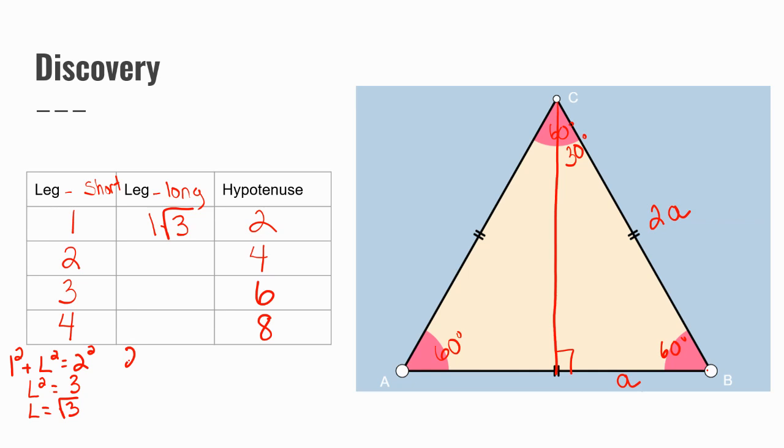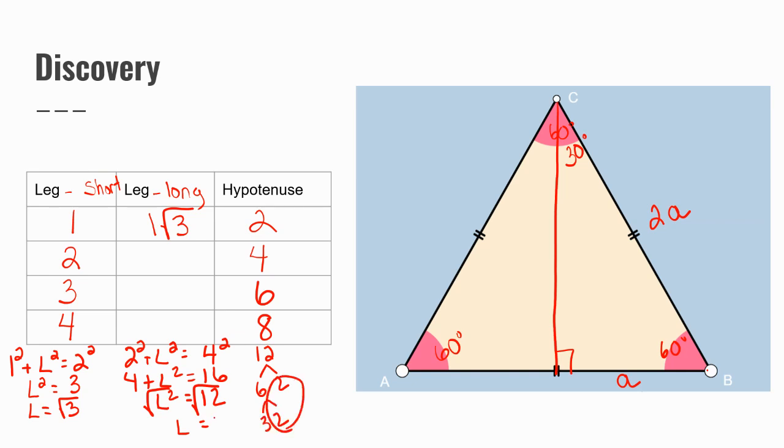Next up, 2 squared plus my leg squared is equal to 4 squared. So 4 plus my leg squared is equal to 16. 16 minus 4 is 12. When I take the square root of both of those, we are going to simplify the square root of 12. 6 and 2, 3 and 2. I have 2 sets of 2, so I'm going to have 2 square roots of 3.